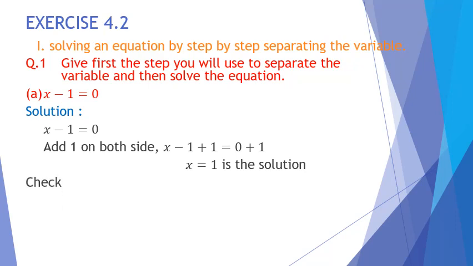You can check whether the given value is correct or not. For that, you can substitute this value in the given equation. In the place of x, you can substitute 1. So 1 minus 1 equal to 0. 1 minus 1 means 0. That is 0 equal to 0. LHS equal to RHS. Hence, we found x equal to 1 is the correct solution of the given equation.